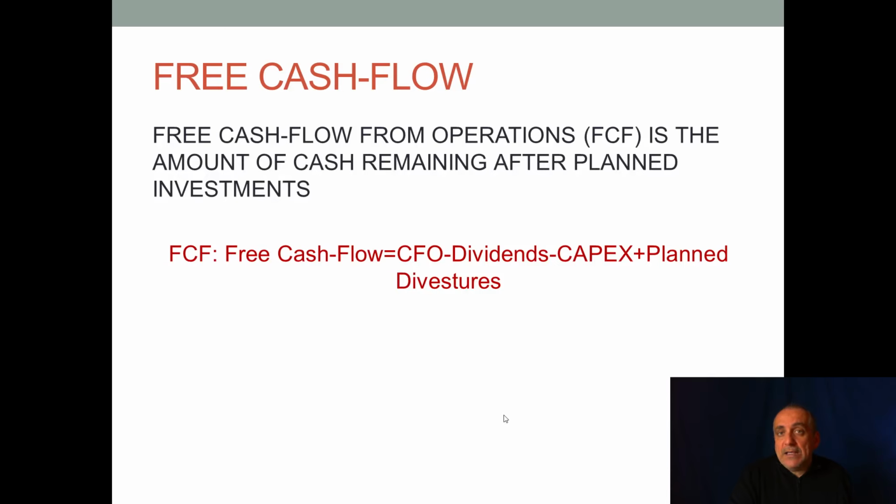So if you plan to buy a plant for €1 million in the current year, clearly you have to subtract that €1 million from the cash flow that you generate. Why? Because that cash flow will go into the plant. What is left, the free cash flow, is what you can use for anything you like: expansion, dividends, buybacks, whatever you need. And it's a key measure to understand the degree of freedom that the CFO has in using the cash flow generated by the company.